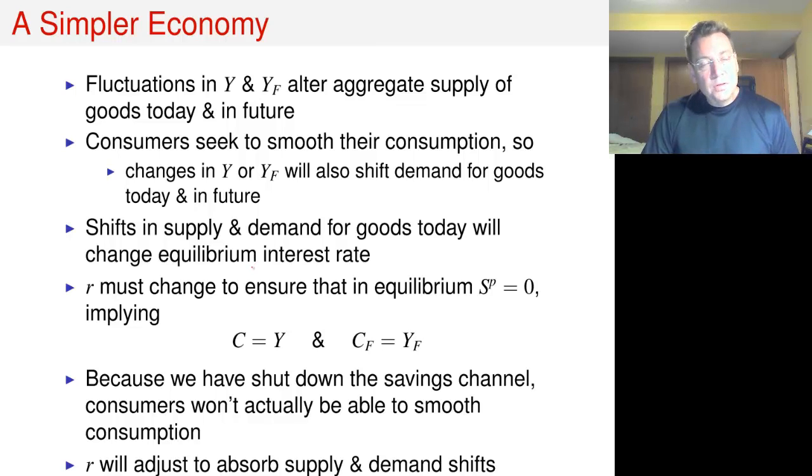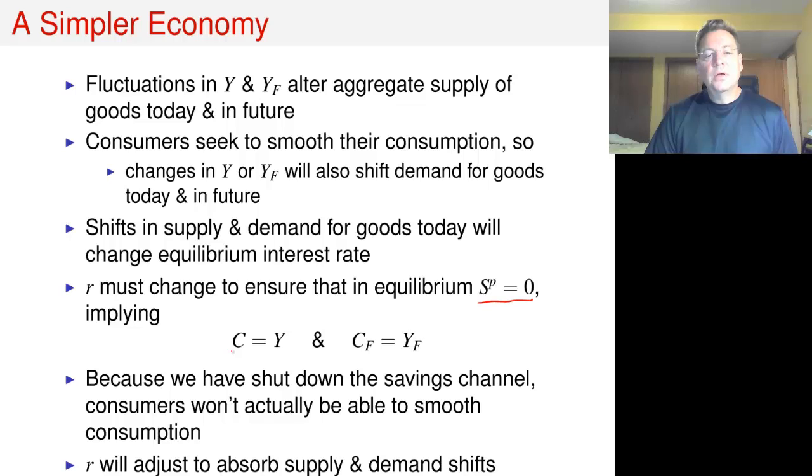Remember that the main thing that consumers are trying to do here is they're trying to smooth their consumption. So if you get fluctuations in current or future income or expected income in the future, then that's going to shift the demand for goods around today versus tomorrow. And that will then generate changes in the equilibrium interest rate. Because there's no net borrowing or saving in this economy, R, the real interest rate, is going to have to adjust so that in equilibrium, savings is equal to 0.